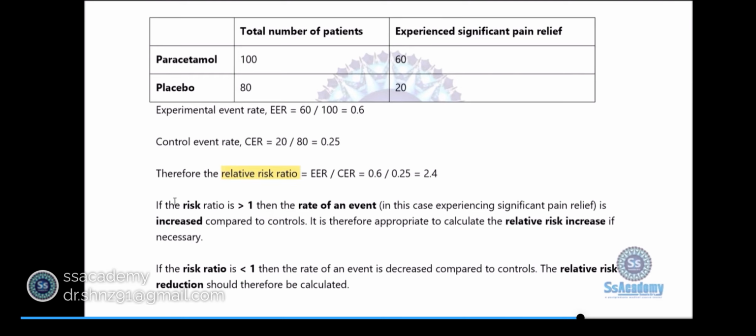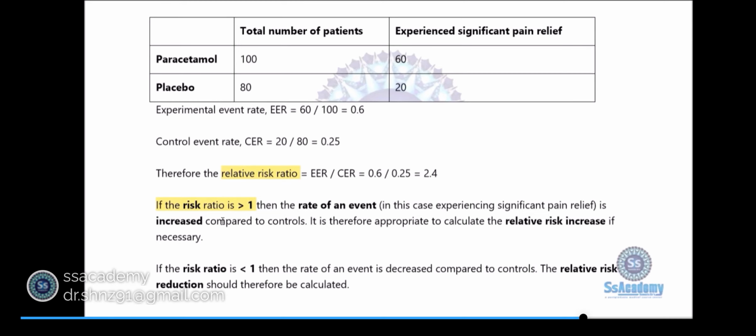If the risk ratio is greater than 1, then the rate of an event, in this case experiencing significant pain relief, is increased compared to the controls. It is therefore appropriate to calculate the relative risk increase if necessary. If the risk ratio is less than 1, then the rate of an event is decreased compared to the controls. The relative risk reduction should therefore be calculated.